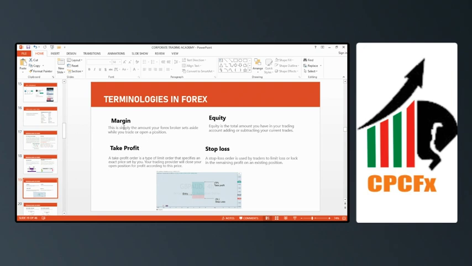Now, margin is simply the amount your forex broker sets aside when you trade or open a position. Once you open a position, the broker will give you a certain margin that you trade with. That means if you have $10 and you've opened a 0.01 trade, you understand? So the broker will give you a certain margin. That means you cannot take more than two trades. If you are putting in more trades and your margin has been exhausted, it means you cannot put in more positions.